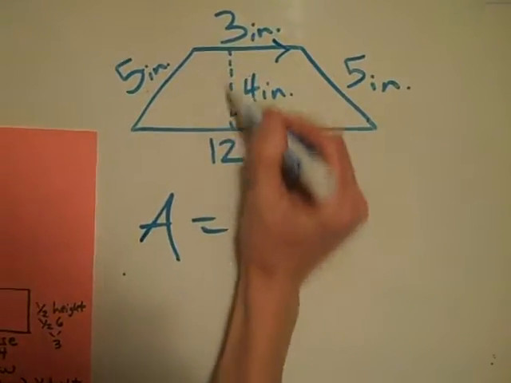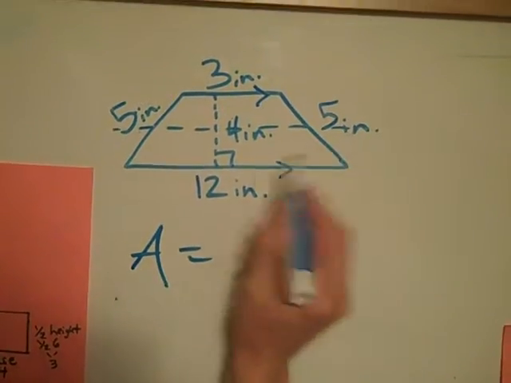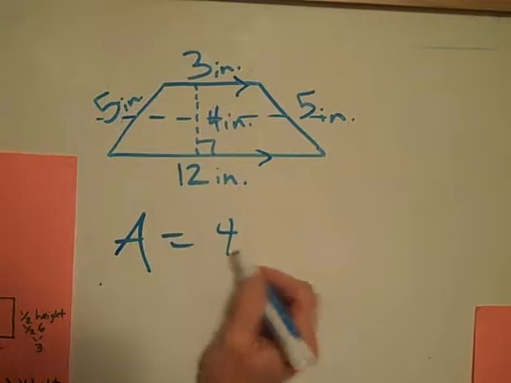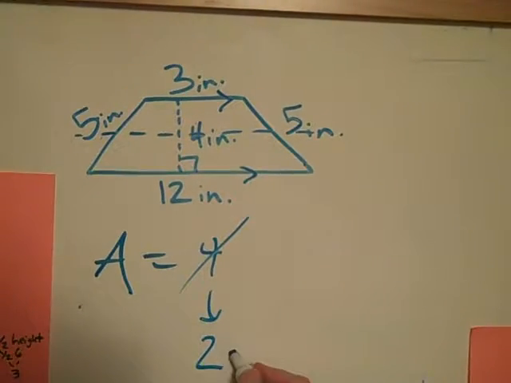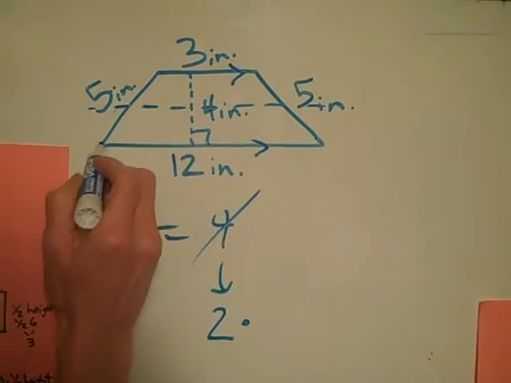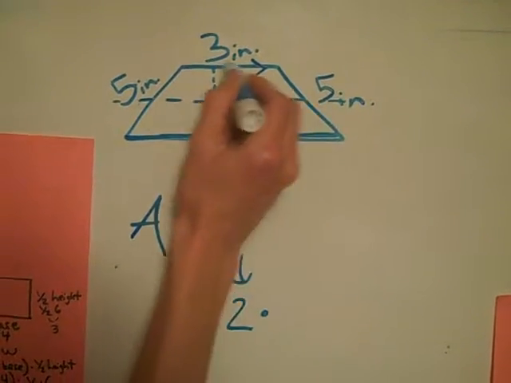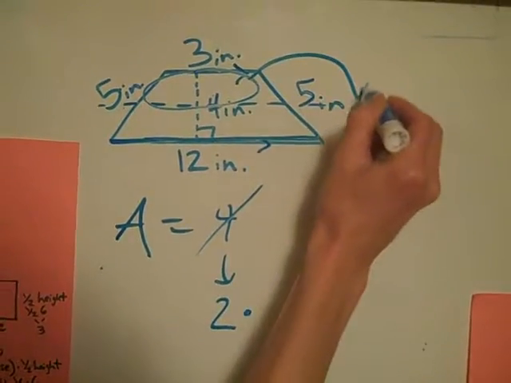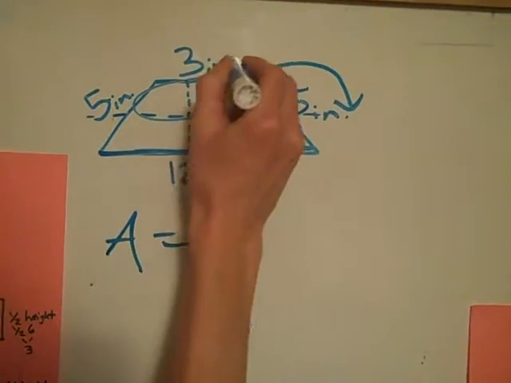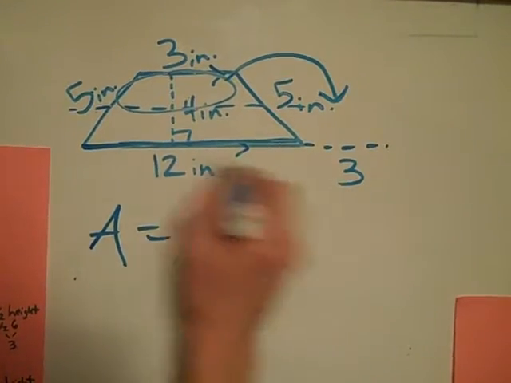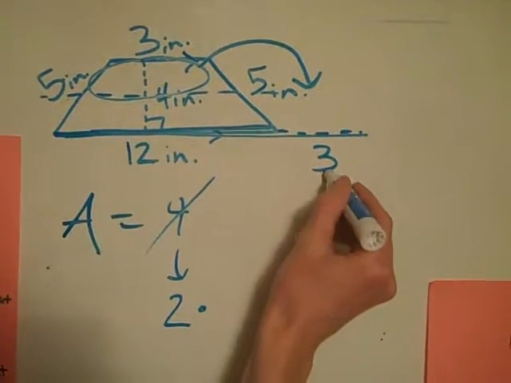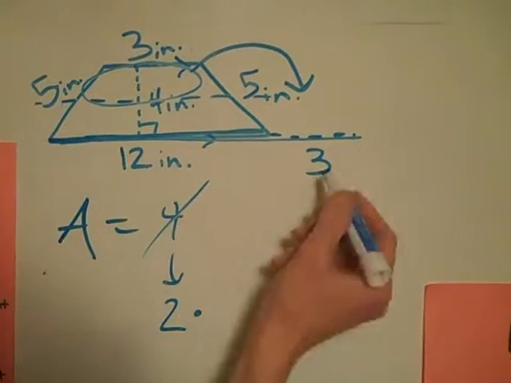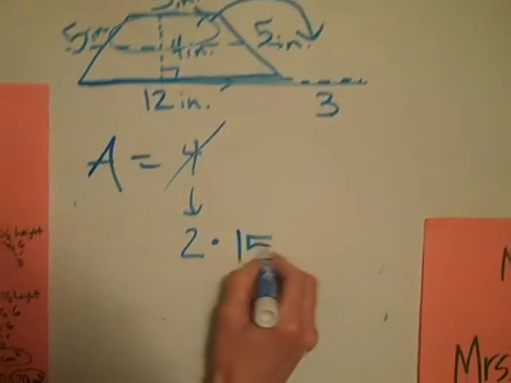I'm going to take this amount and I'm going to cut it in half. So I'm going to take the 4, cut it in half. So now it's down to 2. And I'm going to multiply that by not just this base, because remember, we take this amount and we shift it over here. So this 3 comes down here. So our bases get added together. So that's 12 plus 3, which is 15.